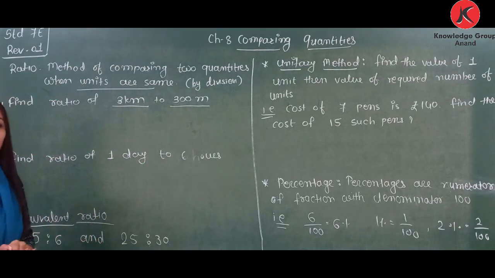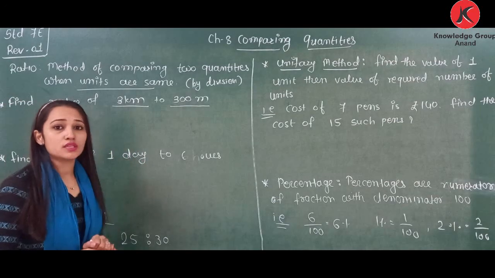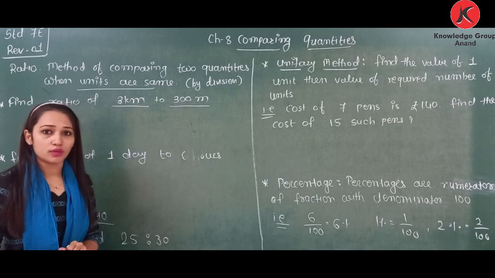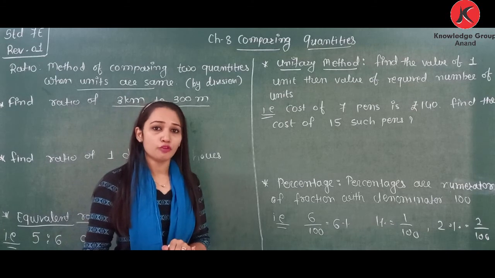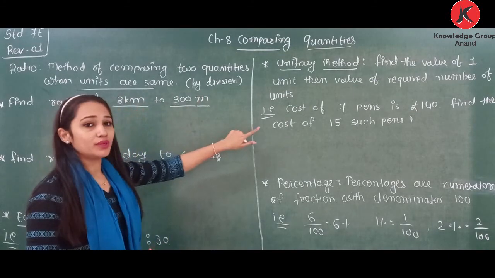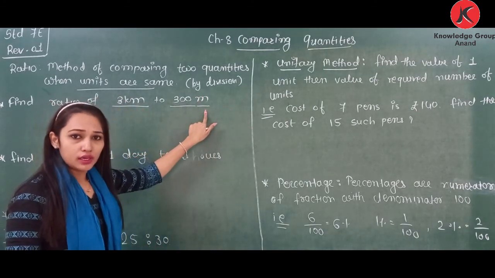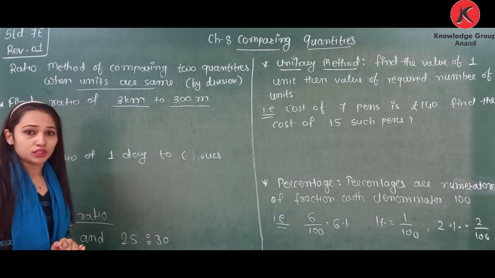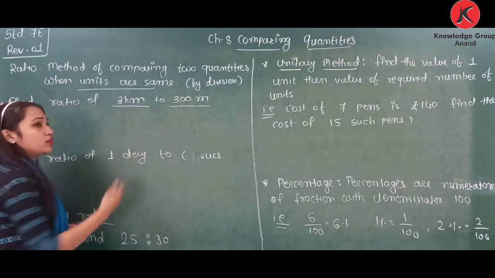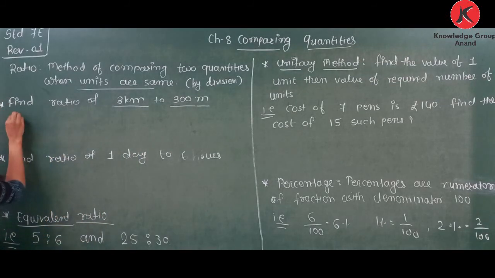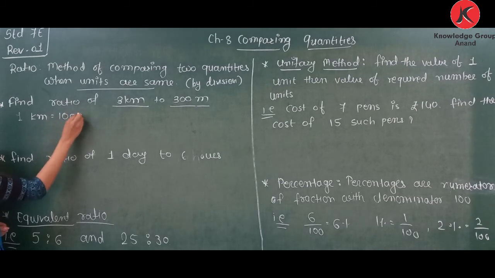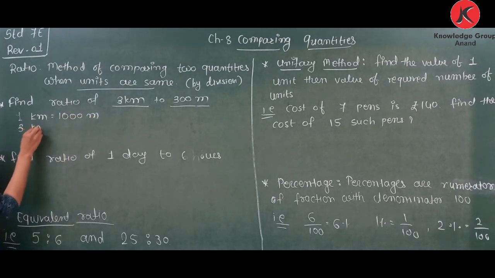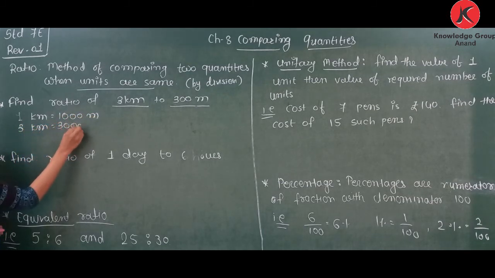Which unit will you convert, kilometer or meter? Whatever unit is larger, convert that into the smaller one. Kilometer to meter. Why are we converting that? Because if you convert meter to kilometer, you get 0.3, a decimal number. So it is better to convert kilometer to meter. Here 1 kilometer is equal to how many meters? 1000. So 3 kilometer is equal to 3000 meter.